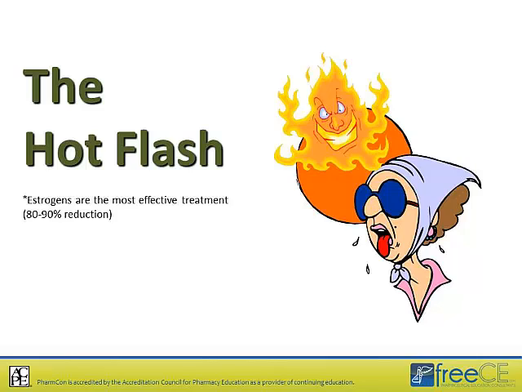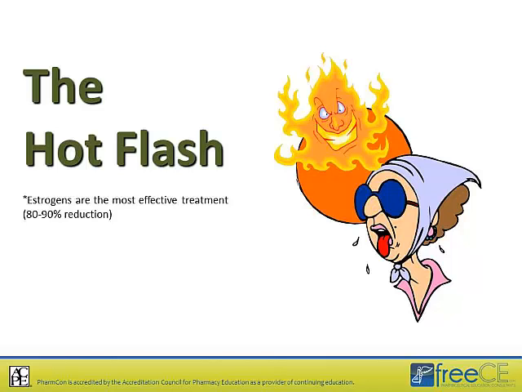Perhaps the most important reason there is not an increased risk of VTE with hormone therapy is that there is such a thing as the hot flash. Many women would argue that the hot flash is extremely uncomfortable and at almost any risk would be wishing to have relief. And we know that estrogens are the most effective treatment for hot flashes with an 80 to 90% reduction in symptoms.